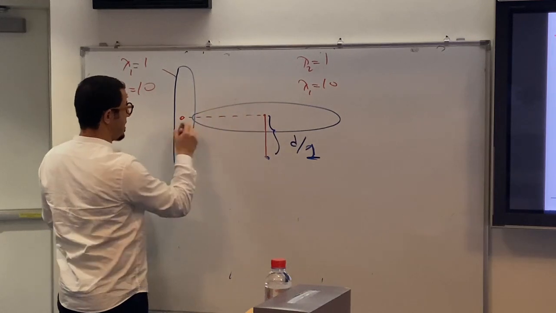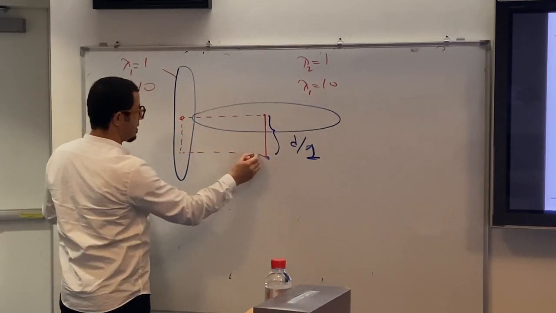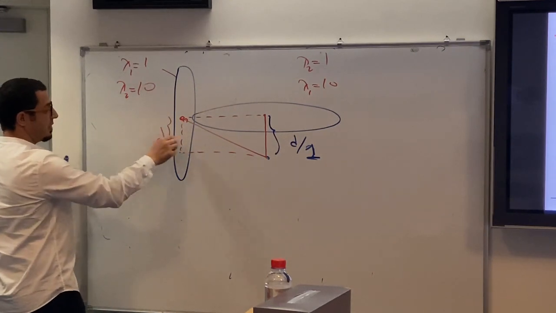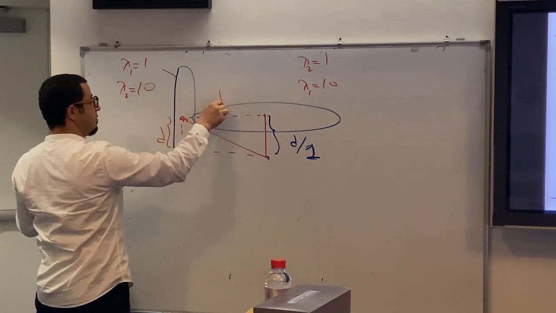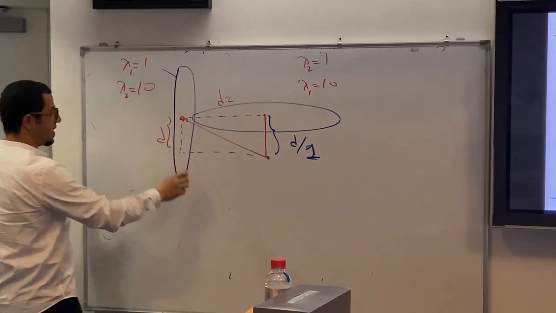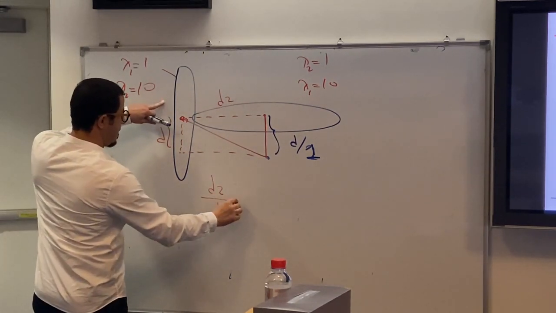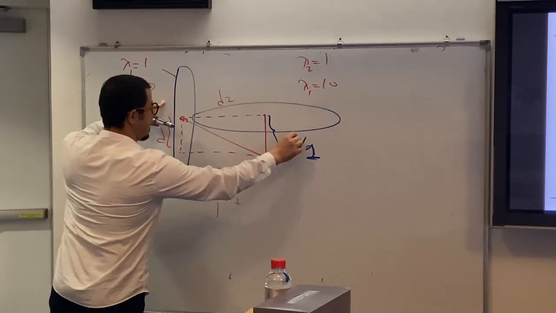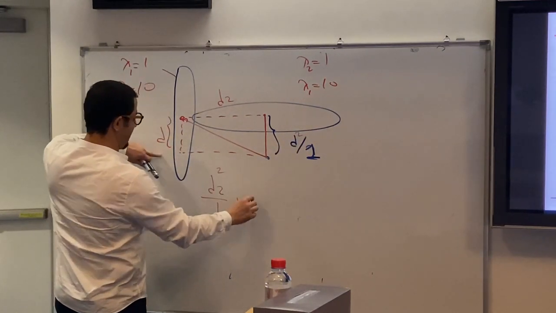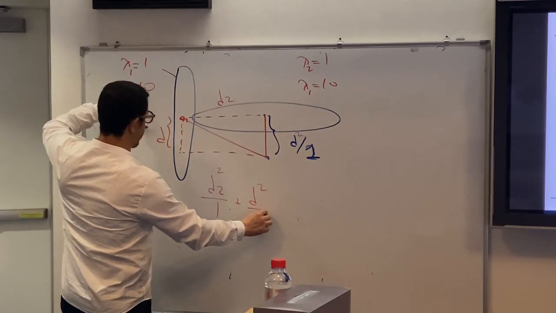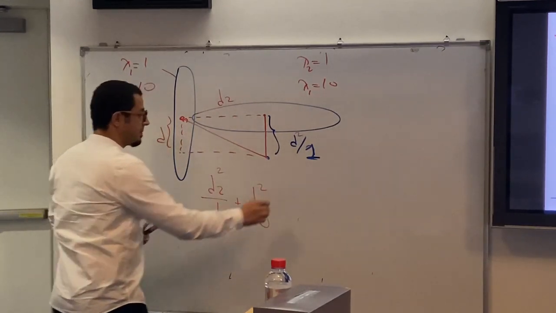The distance here, what will be here, please? This distance plus this distance, right? Yes or no? What will be the distance here? Here is the same thing like D, the same D, and this is D2. So what will be the distance here? D2 squared divided by 1 plus D squared divided by 10, right? Which one is bigger, please?